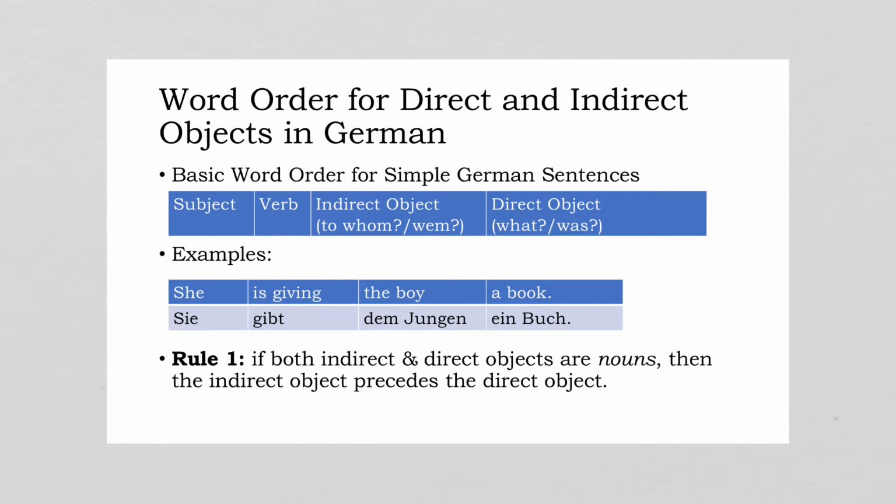Sie gibt dem Jungen ein Buch. Okay, she is giving the boy a book. And this gives us rule number 1. If both the indirect and direct objects are nouns, which they are in this case, dem Jungen, okay, Junge is a noun, and ein Buch, okay, that's also a noun. So if both indirect and direct objects are nouns, then the indirect object precedes the direct object. And we see that that's the case here. We have dem Jungen, that comes before ein Buch, okay? Sie gibt dem Jungen ein Buch.